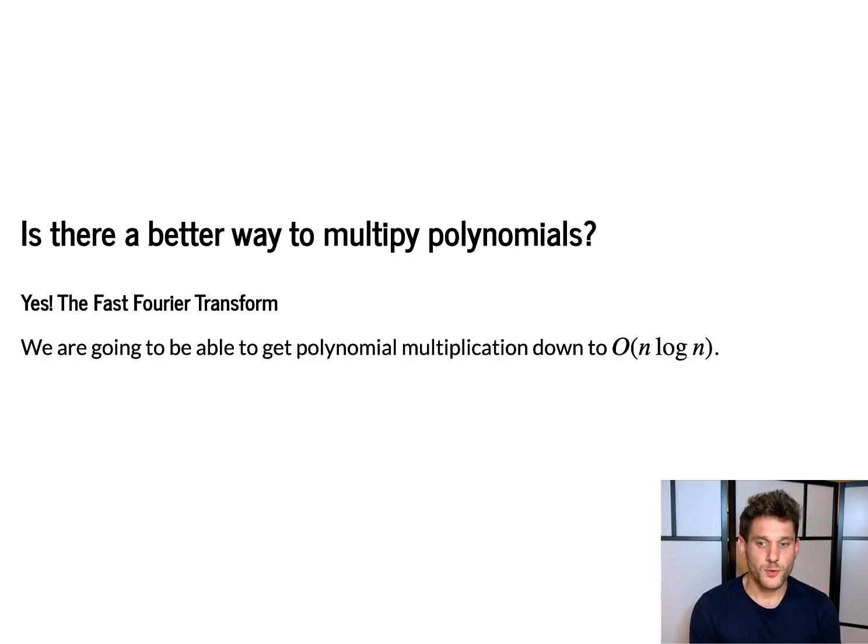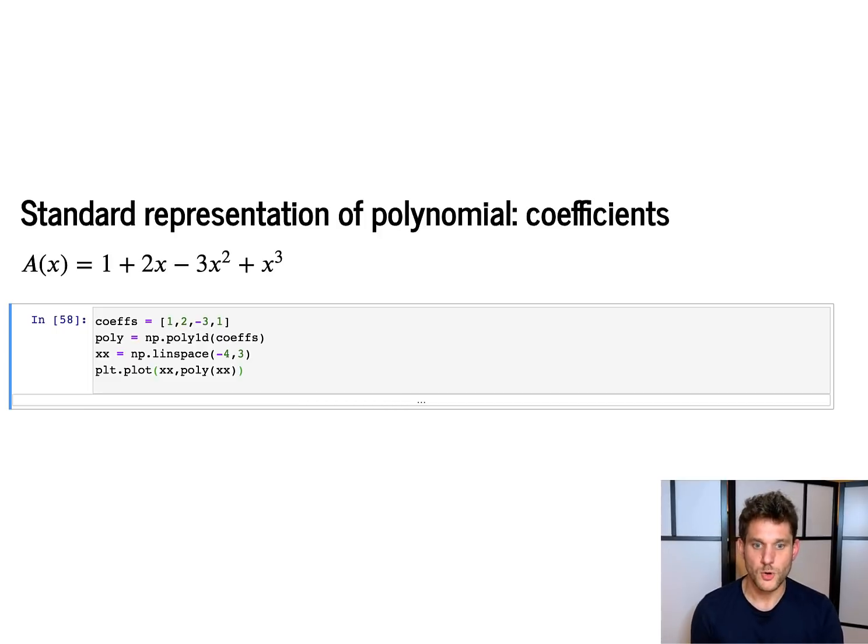Okay, so the fast Fourier transform is going to be our method here. It's going to let us get polynomial multiplication down to an algorithm which has on the order of n log n. Let's see how this works. The main trick is that we have to stop thinking of polynomials in terms of their coefficient representation. Multiplying polynomials when they're in their coefficient representation is not the most efficient. So let's consider another way to represent these polynomials.